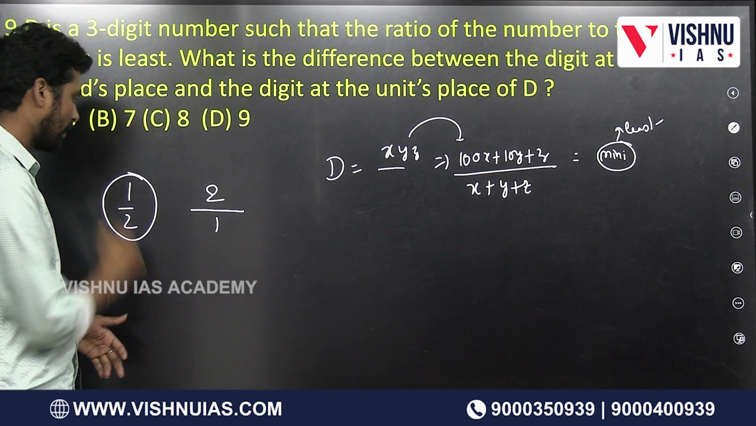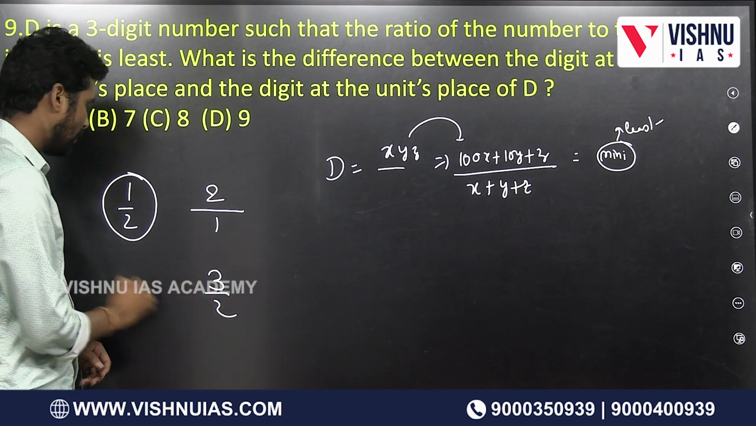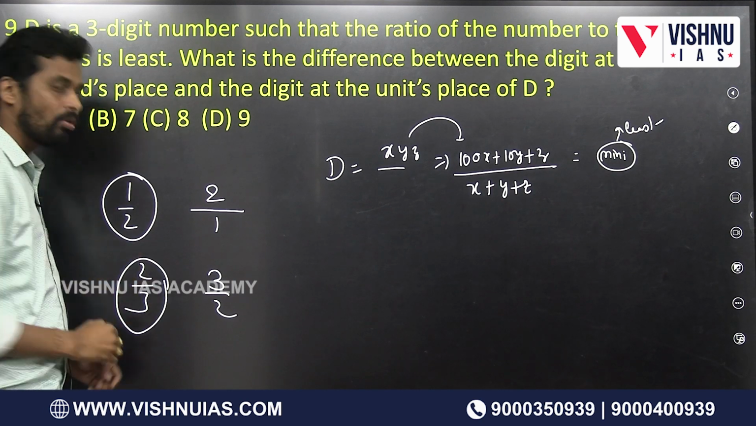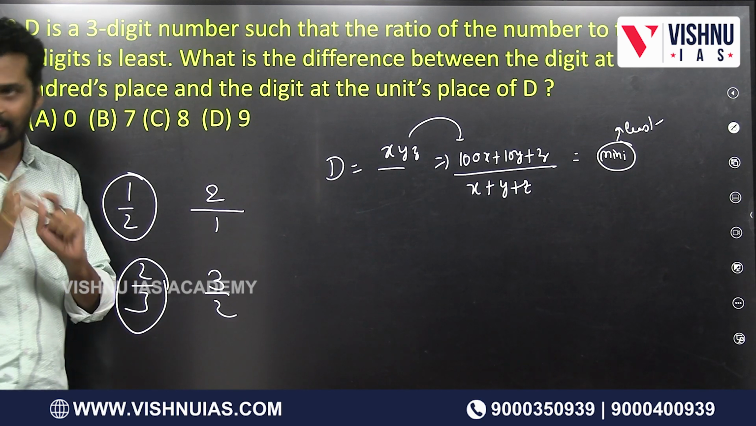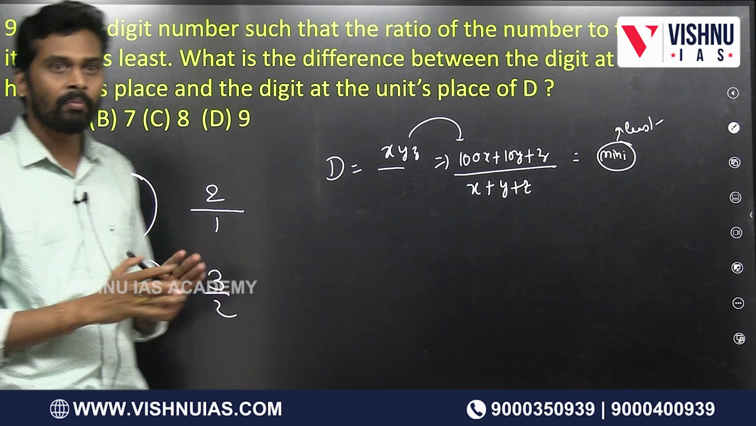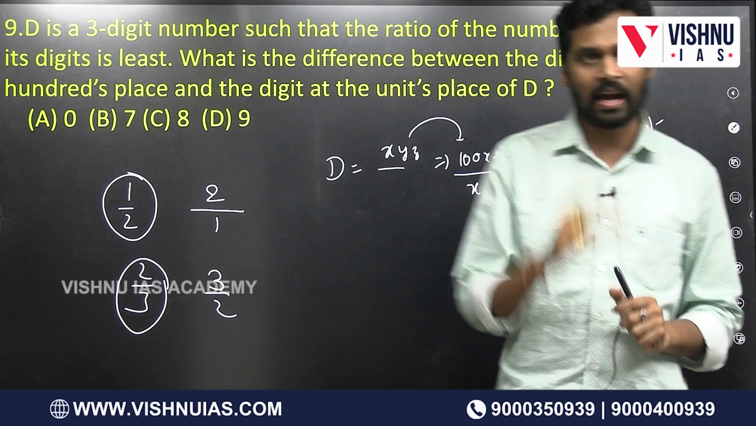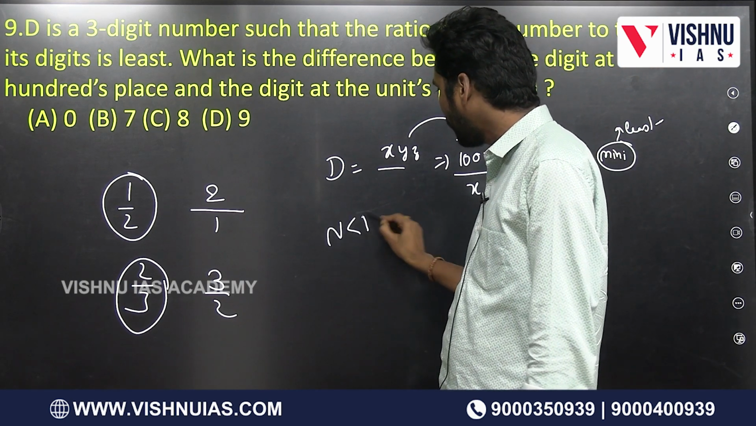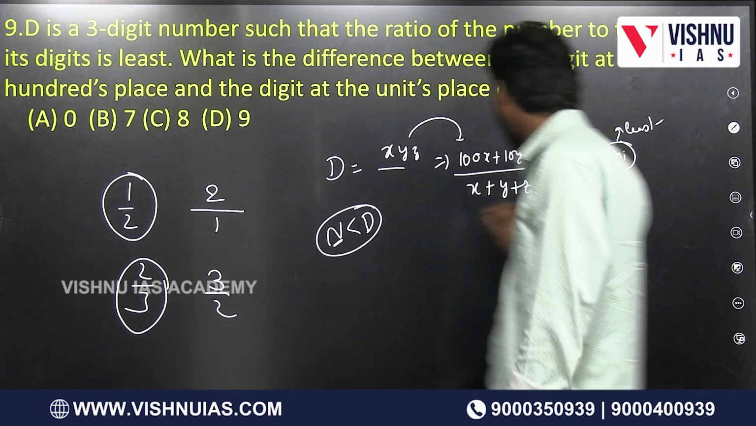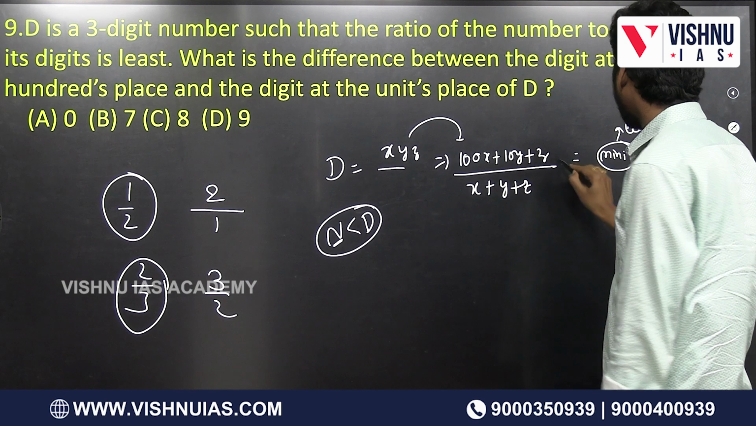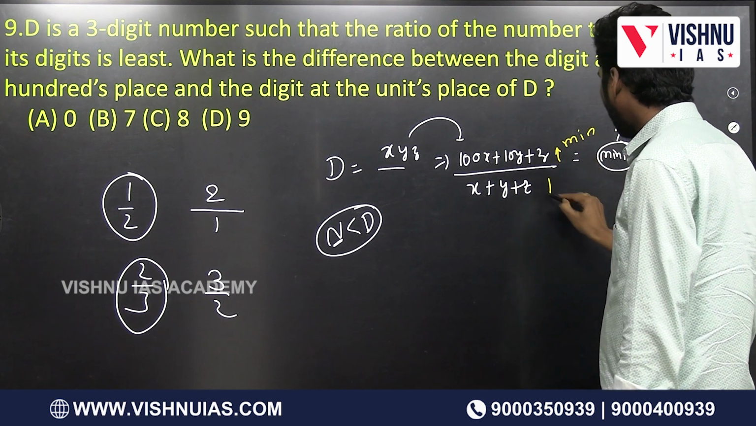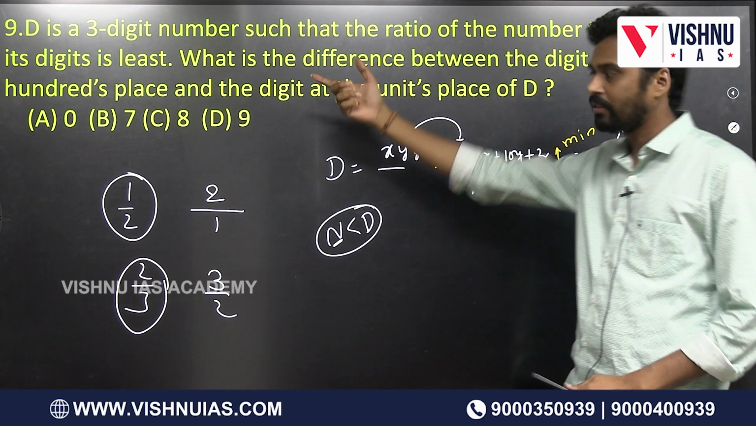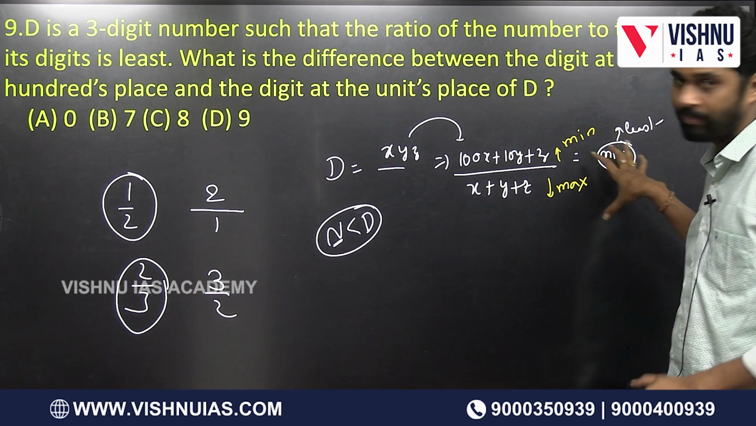1 by 2. Okay. And similarly, if you take 3 by 2 and 2 by 3, which is the minimum value? 2 by 3. So a ratio is nothing but a fraction, right? Ratio or fraction both are same. In order to make a ratio or a fraction the minimum possible value, obviously the numerator value is less than the denominator value, which means that the numerator must be minimum value, and the denominator value must be maximum value.